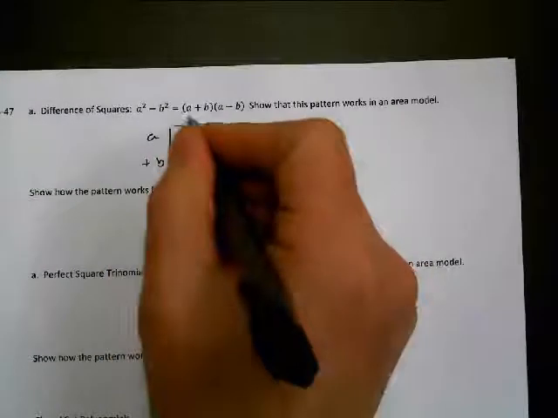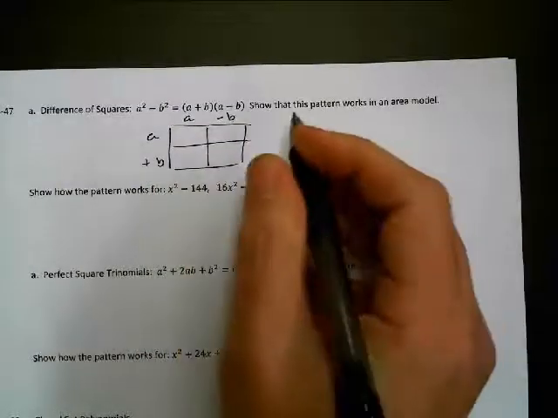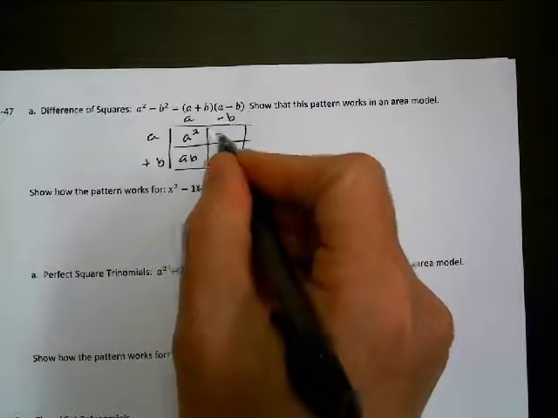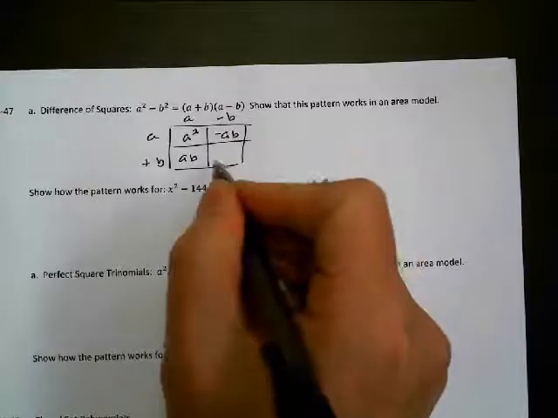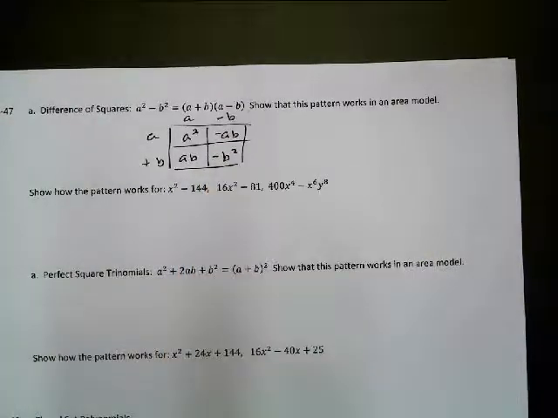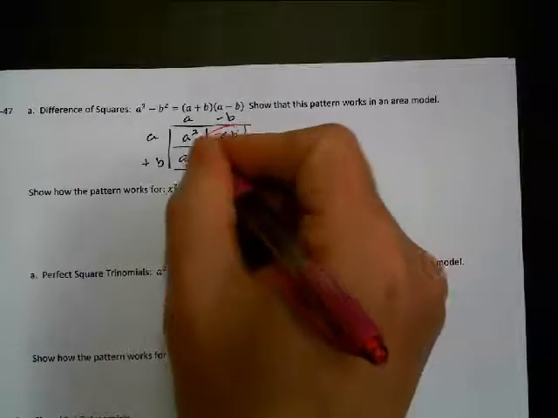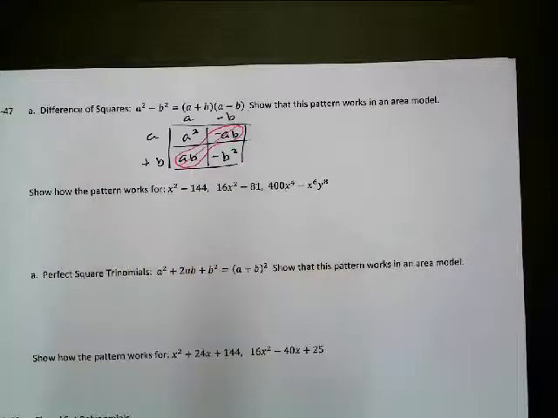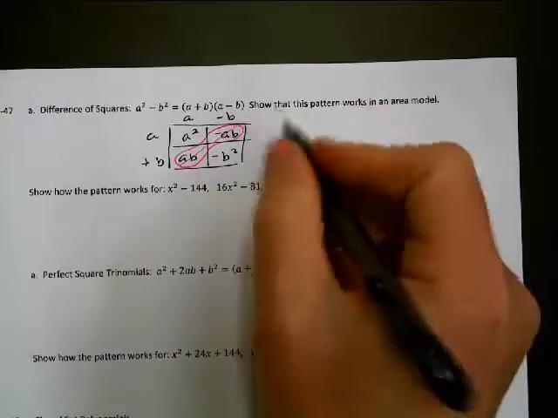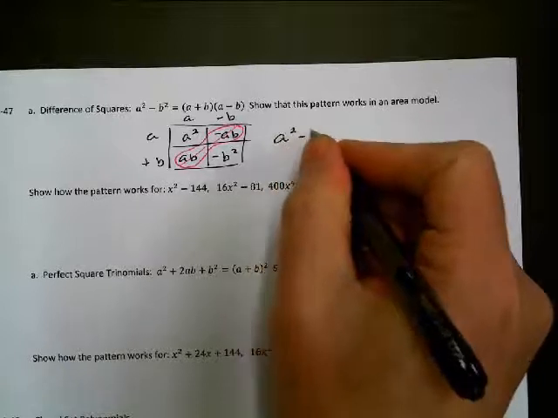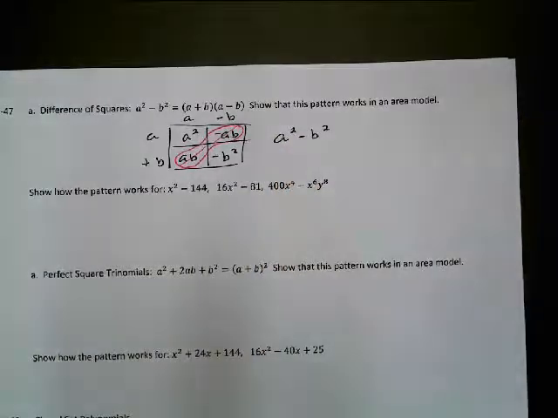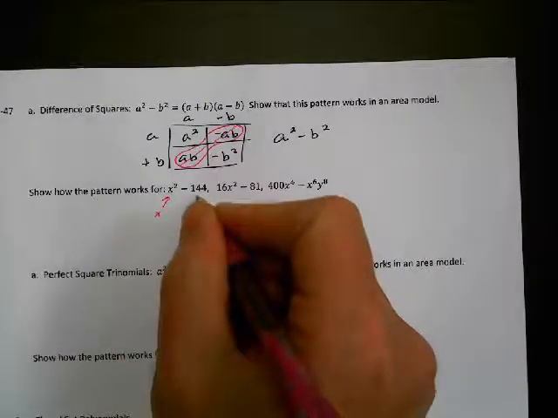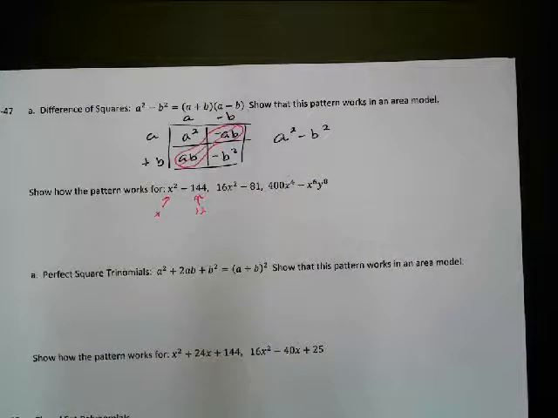So if I do a plus b times a minus b, this is a squared, this is ab, this is negative ab, and this is negative b squared. These are my like terms. One's positive, one's negative. They're canceling each other out. And yes, I do get a squared minus b squared. So using that pattern, this is the perfect square of x. This is the perfect square of 12. So this one should be x plus 12, x minus 12.